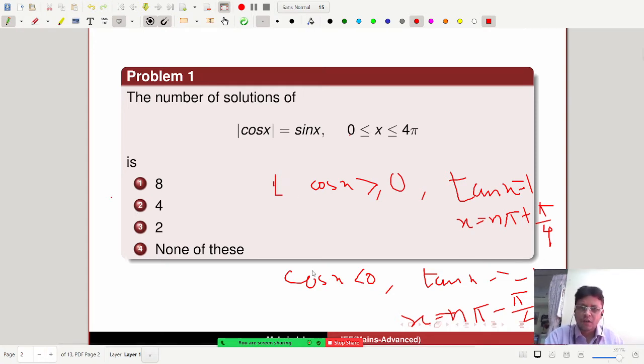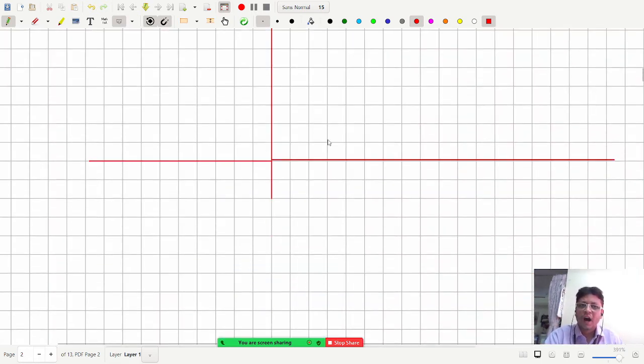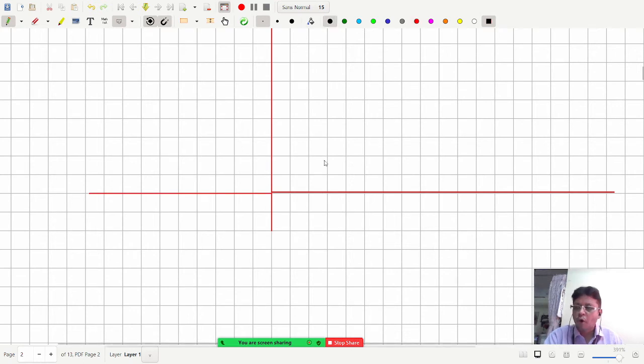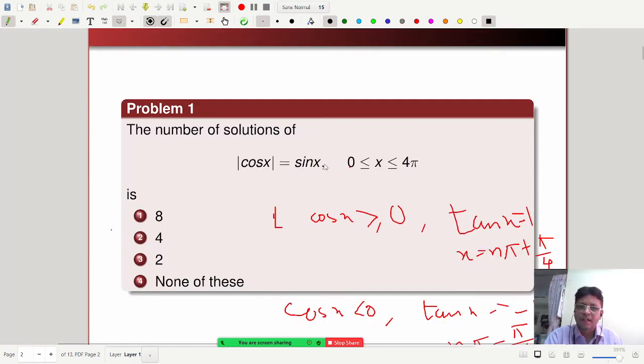This is the calculation, but I don't recommend these calculations. Maybe this calculation is simple here, maybe in some equation it is complicated. So I recommend graphing your solution. So let's see how. You know what mod cos x is. You look at that equation: you have mod cos x on the left and sin x on the right. So let's draw mod cos x on the graph.